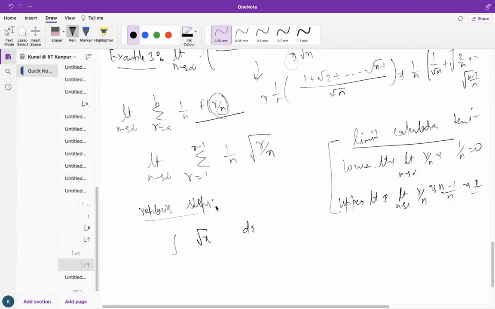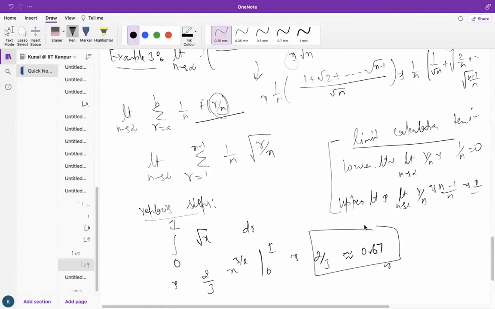Okay, so now it is from 0 to 1, and we all know that the integration of root x is nothing but 2 by 3 x to the power 3 by 2, from 0 to 1, so what we get is 2 by 3. That means its value is around 0.67. Okay, so our value will be 0.67, right? I hope all these things were clear to you.